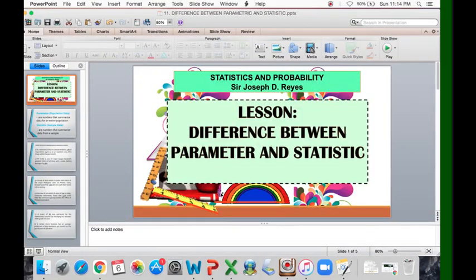Okay, so that's all about the difference between parameter and statistic. I'm sorry, I was saying parametric kanina, no? It's not parametric, it's parameter and statistic. So with that, thank you very much for your listening.